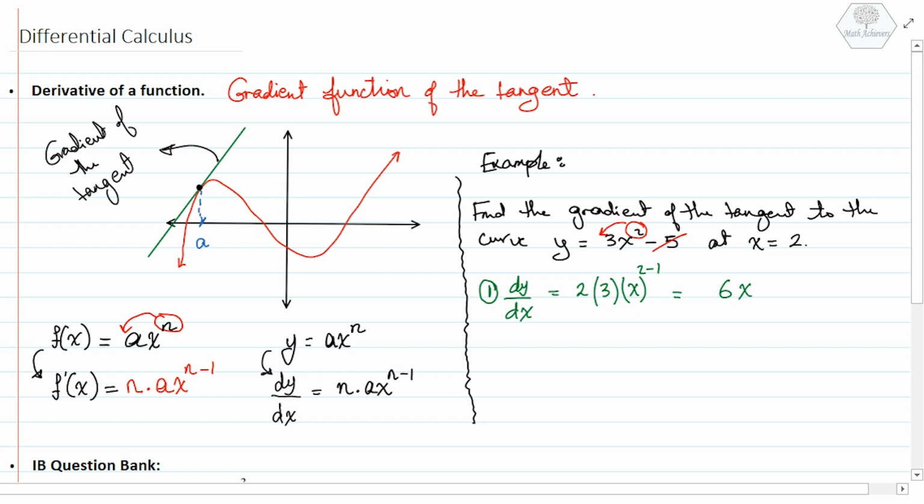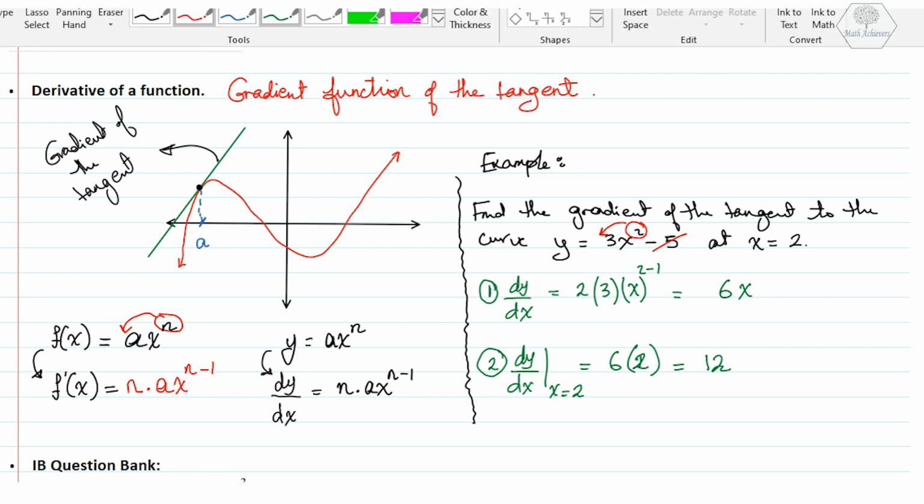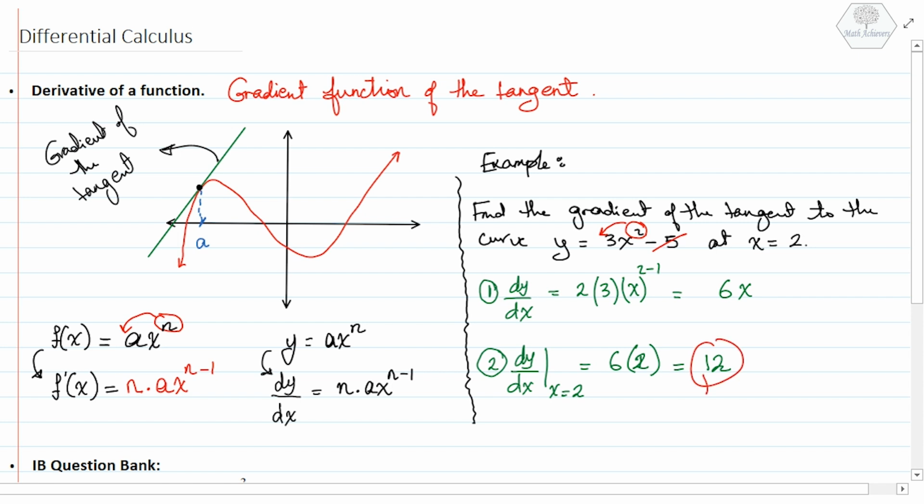Now, to find the gradient of the tangent of the curve when x is equal to 2, I have to substitute 2 in the first derivative. So I need to find out the value of dy over dx when x is equal to 2. And this is equal to 6 times 2. This would be equal to 12. So 12 is the gradient of the tangent at x equal to 2. This is the gradient of the tangent.